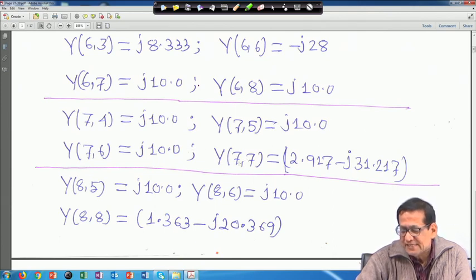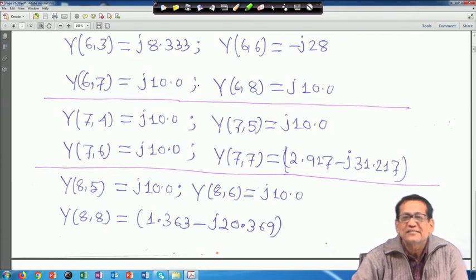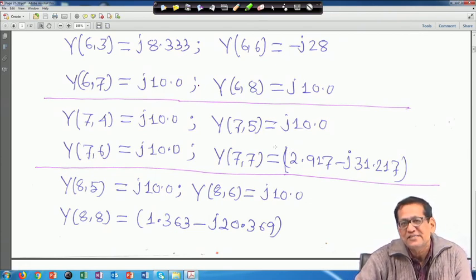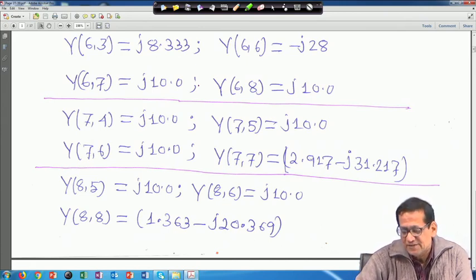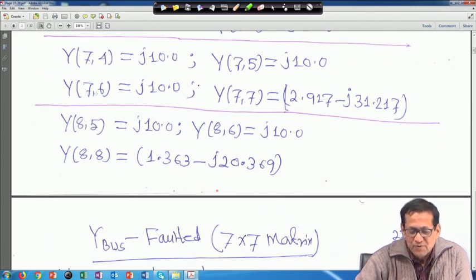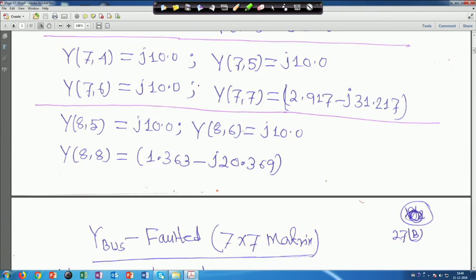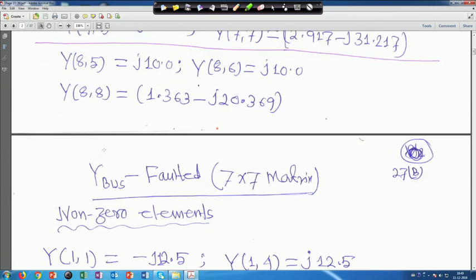Y76 J10, and Y77 you will get 2.917 minus J331.217, because here at bus 7 the load admittance is there, that has both real and imaginary parts. The load admittance will be considered as a shunt admittance, and that is why it is complex, with both real and imaginary parts in Y77. Similarly for row 8, Y85 J10, Y86 J10, and Y88 you will get 1.363 minus J20.369, because at bus 8 also the load is there.